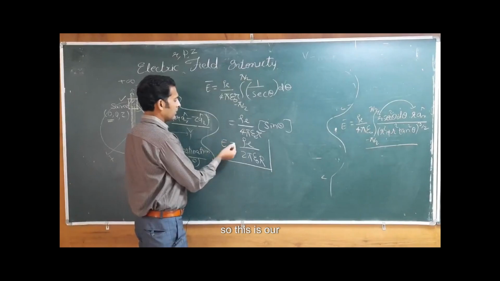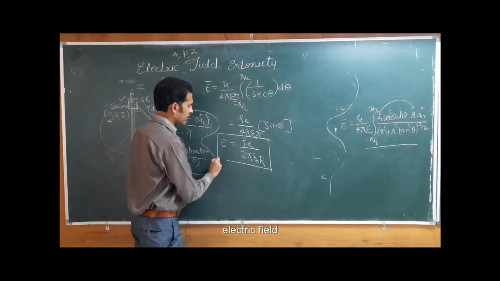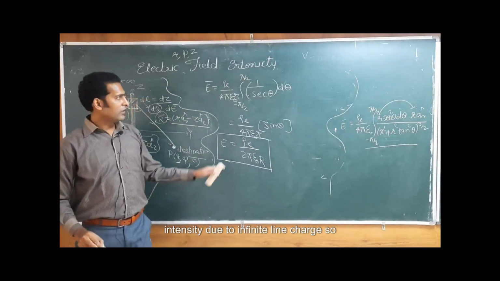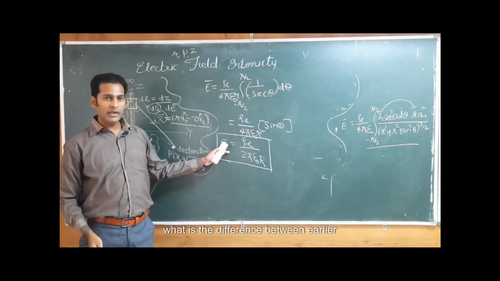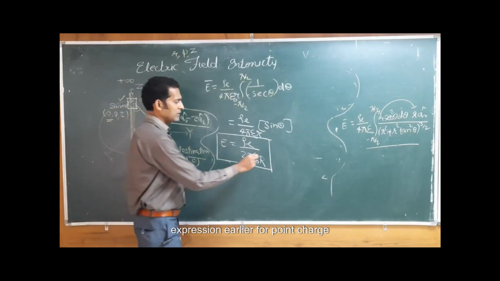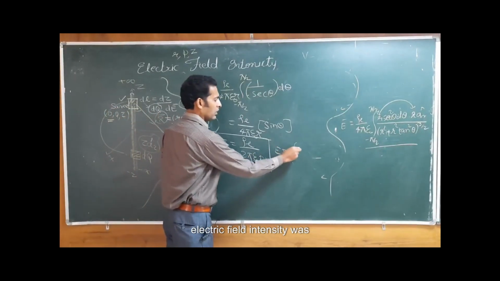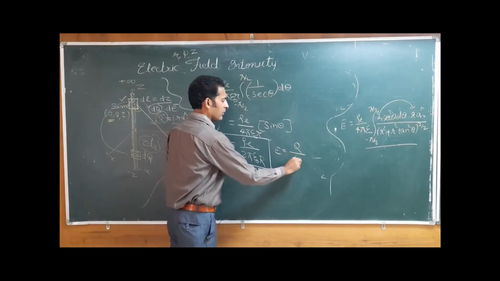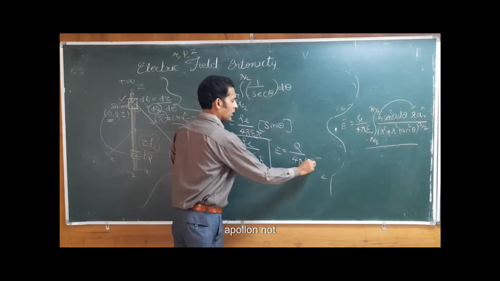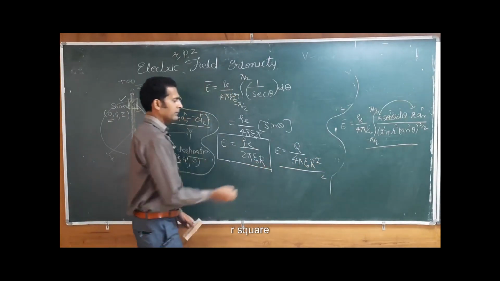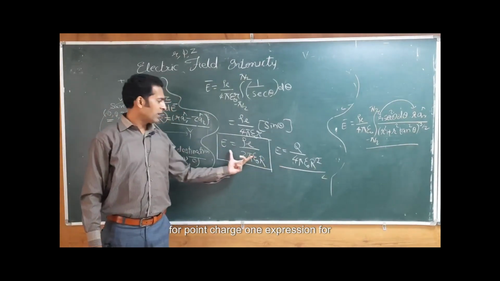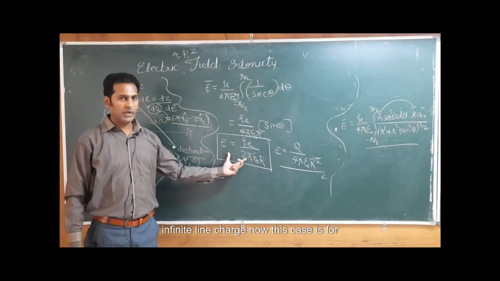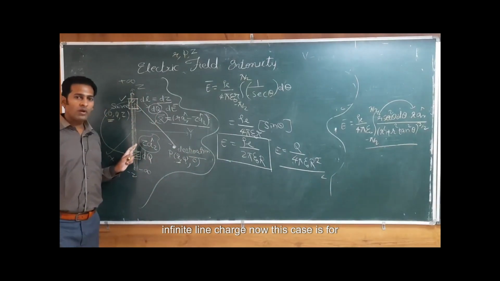So this is our electric field intensity due to infinite line charge. So what is the difference from the earlier expression? Earlier for point charge, electric field intensity was q by 4 pi epsilon naught r square. Now we have one expression for point charge, one expression for infinite line charge. Now this case is for line charge.